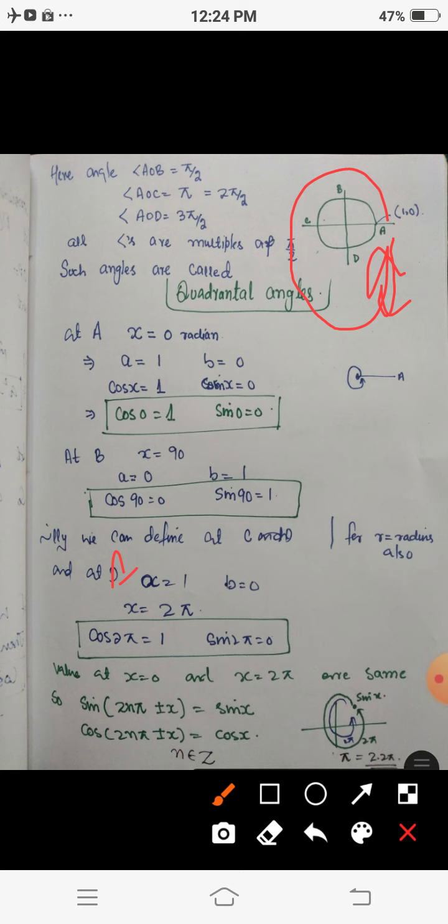So this means that at this point, again at point A, cos 2 pi equals 1 and sin 2 pi equals 0. Now if we consider the third revolution around this, it is 2 pi plus 2 pi plus 2 pi, so it is 6 pi. Now the fourth revolution means 4 multiples of this, 4 times.